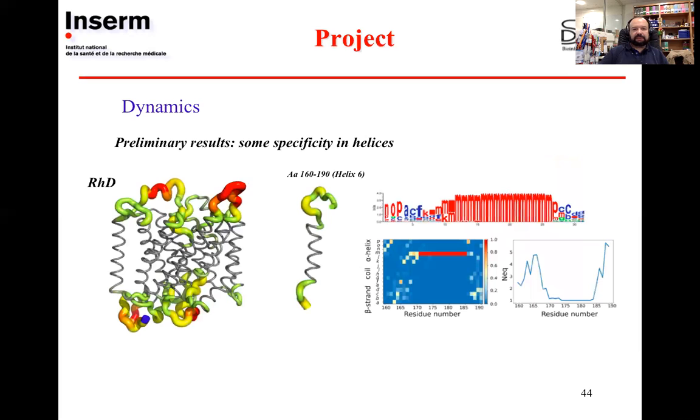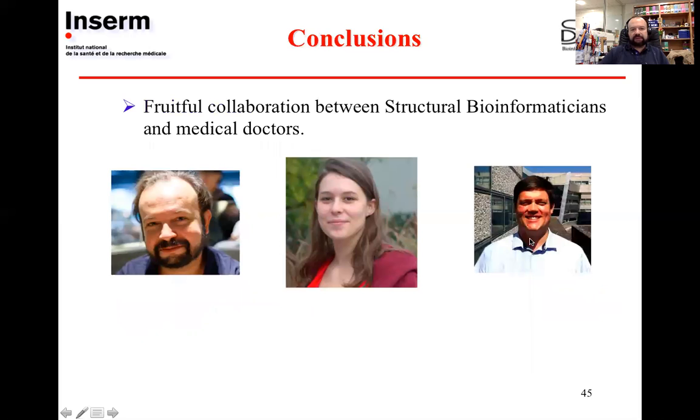We have structural models, so we decided to go for molecular dynamics of these RHD, RHAG trimers. And here you have a representation of results from the MDs on the RHD. Of course, extracellular and intracellular loops show interesting movement, but already we see some strange things within alpha helices here and here. And we are using for that an innovative approach based on protein blocks that we have developed in my lab.